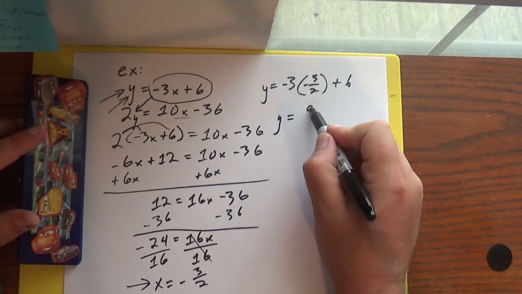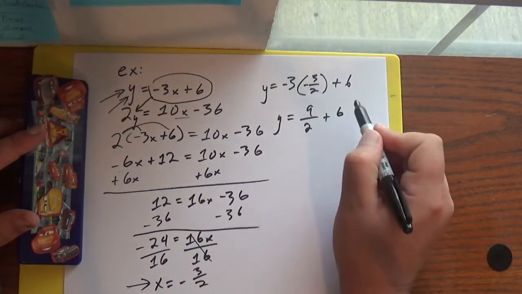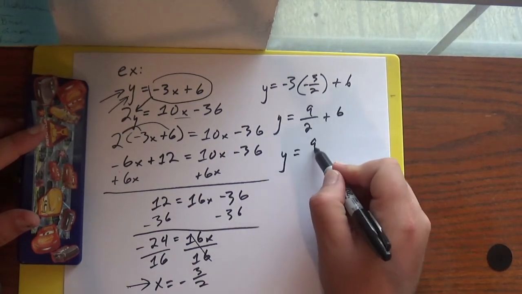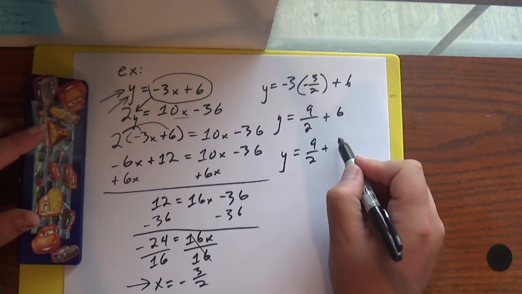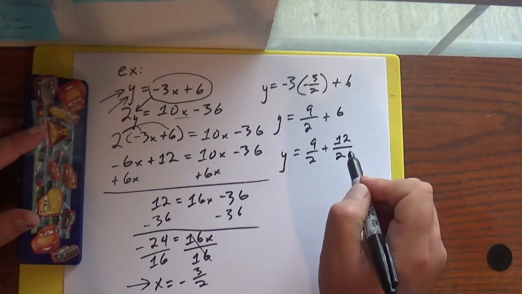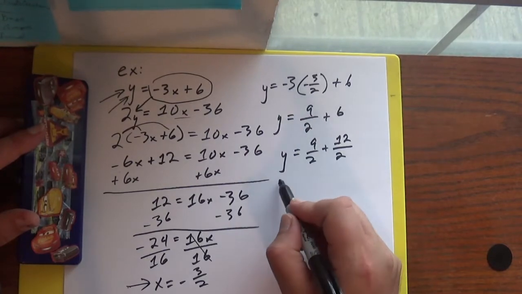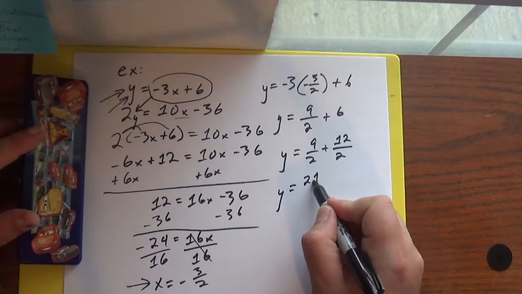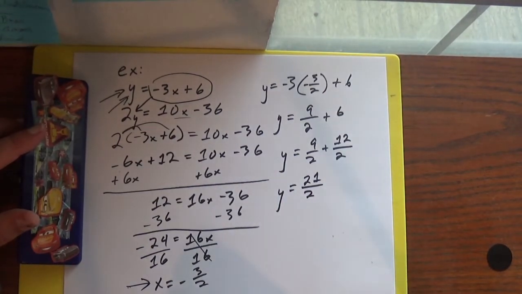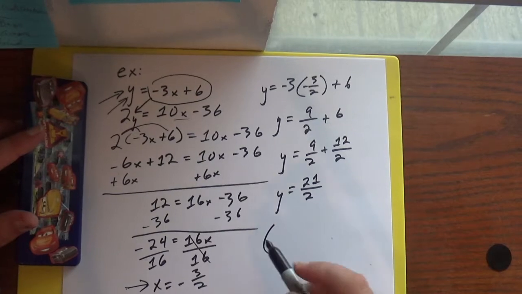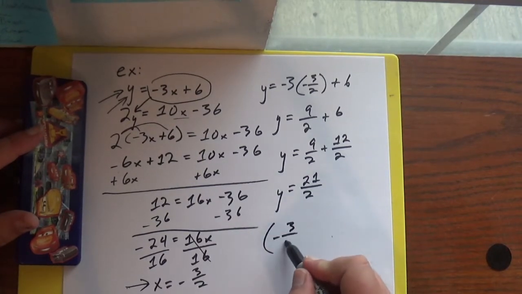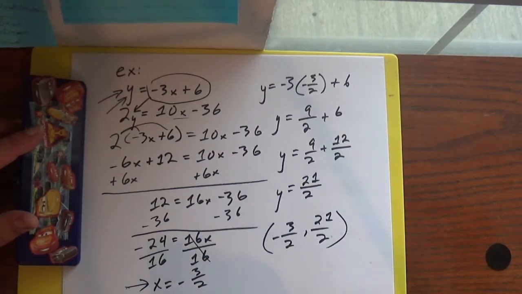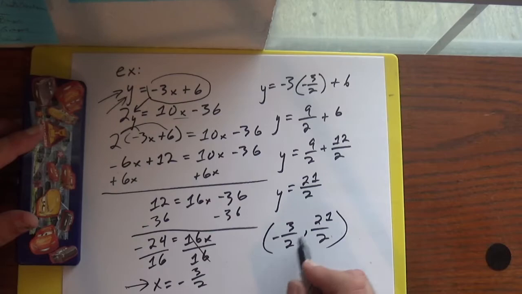Y equals 9/2 plus 6. I need a common denominator. So 12 over 2. I add my tops, keep my bottom. 21/2. So I've got an x, I've got a y. Now I need to put them together as a coordinate. And that means I have one solution.